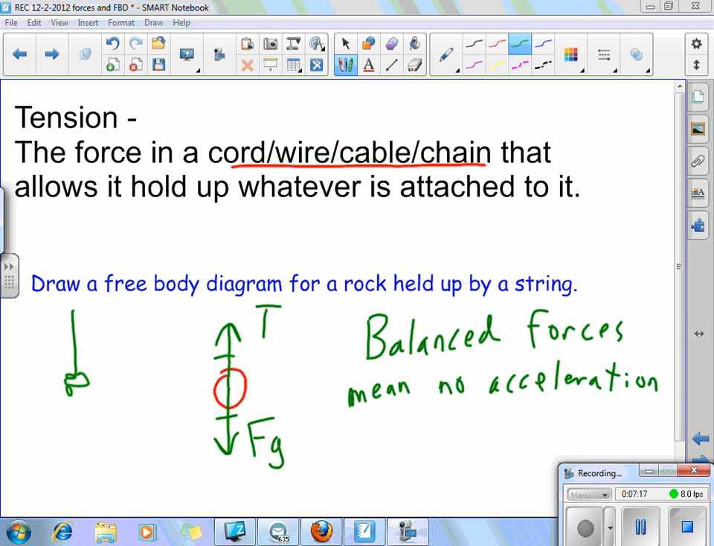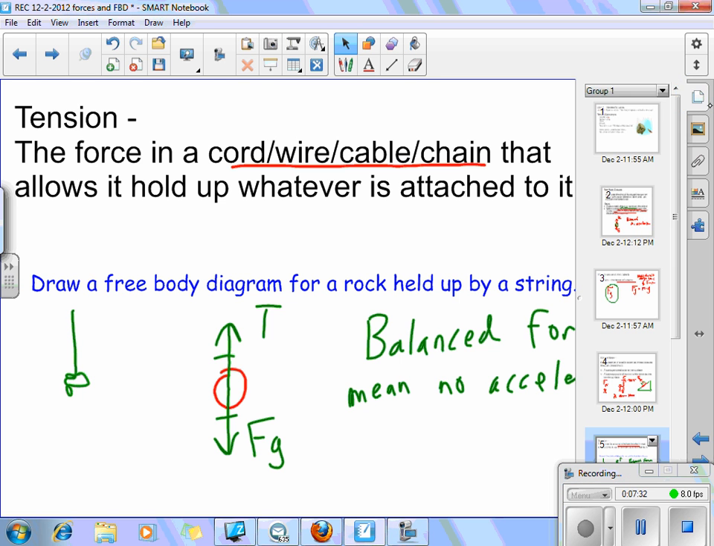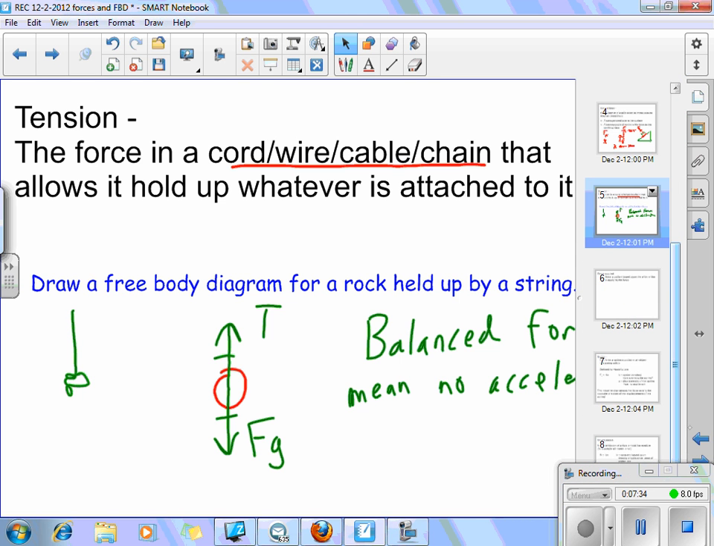Again, balanced forces mean no acceleration. Does that mean it's not moving? Not necessarily. No acceleration just means you're not changing your speed. What if you were going at a constant velocity? We'll cover that shortly. So for tension, we've now seen how to show that one properly.